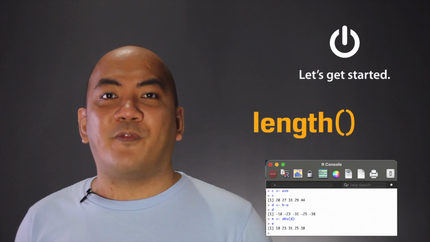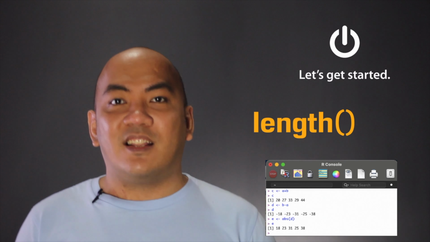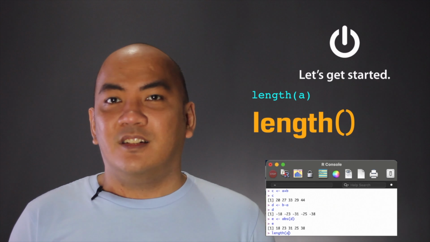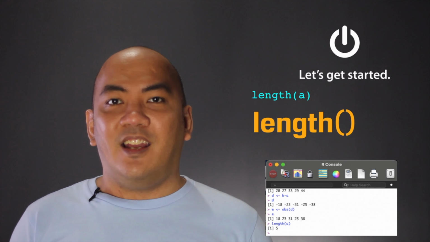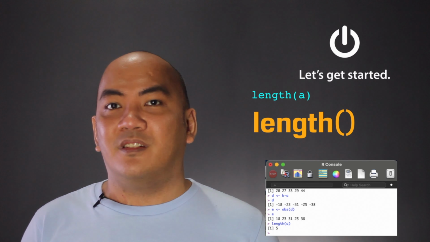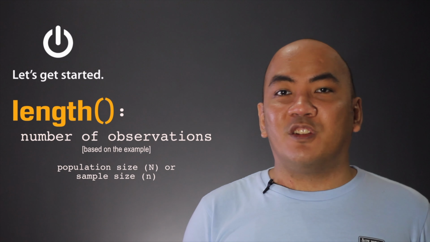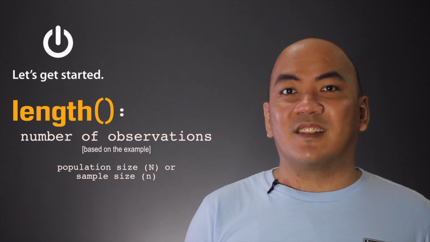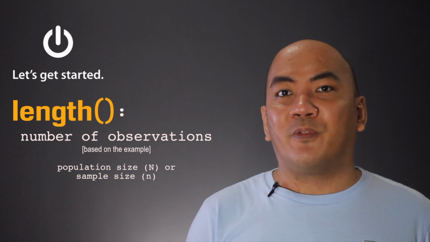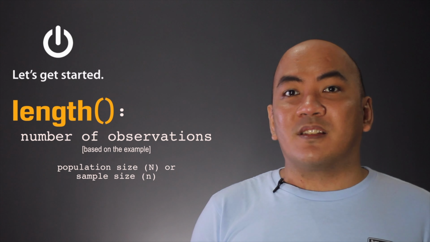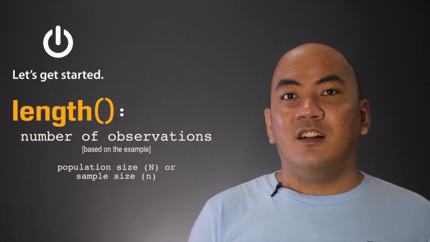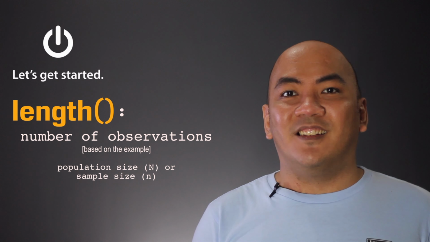Now let's try another function, let's say length. So that is length, parentheses, then let's take the object A, then close parentheses. And then press the enter key, and it will give you the result, which is 5. The length function here refers to the number of observations, which in statistics we often refer to as the population size if the data come from a population, or the sample size if the data came from samples, which are denoted by capital N or small n respectively.